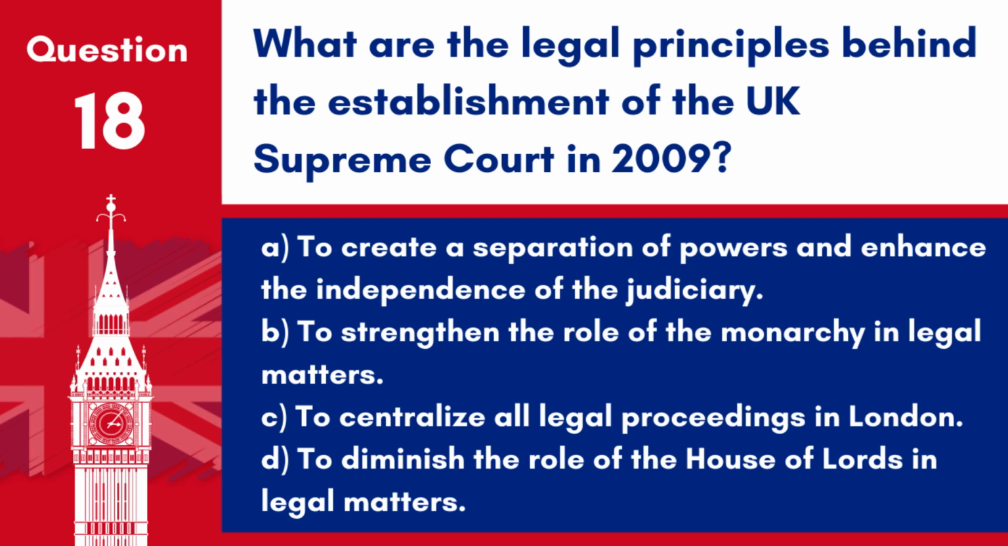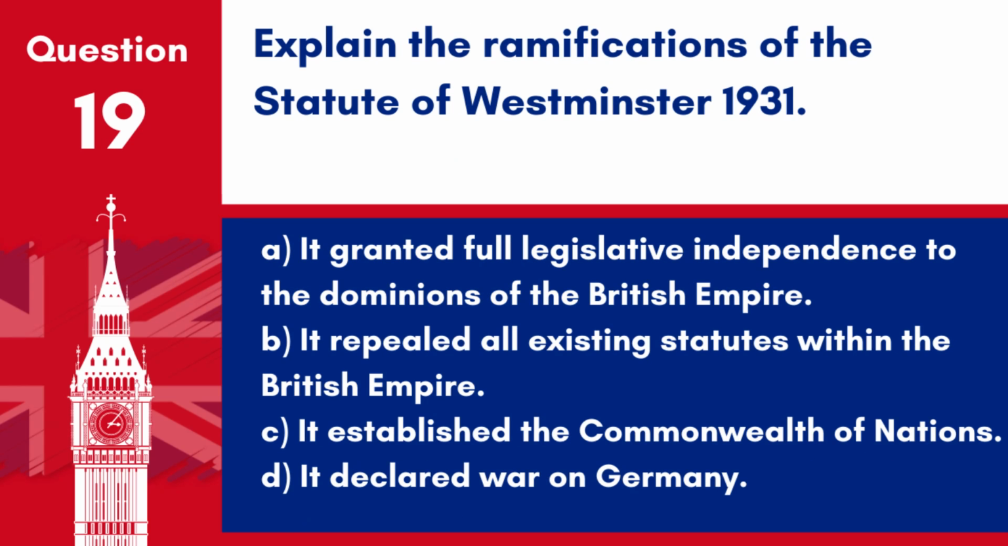A. To create a separation of powers and enhance the independence of the judiciary. B. To strengthen the role of the monarchy in legal matters. C. To centralise all legal proceedings in London. D. To diminish the role of the House of Lords in legal matters. Answer: A. To create a separation of powers and enhance the independence of the judiciary. The establishment of the UK Supreme Court was part of a constitutional reform to separate the judicial function from the House of Lords. Question 19.